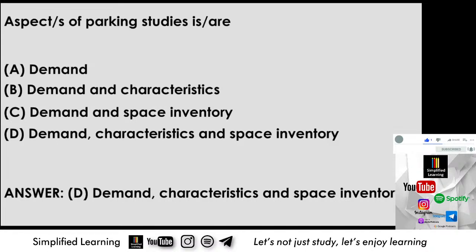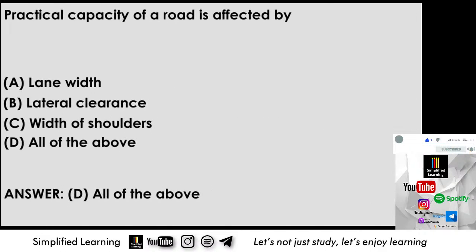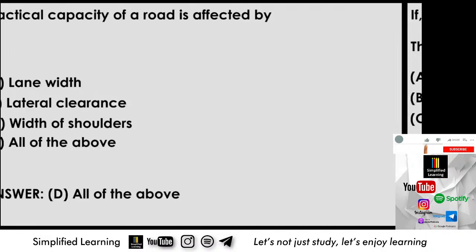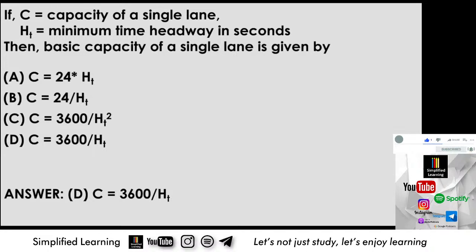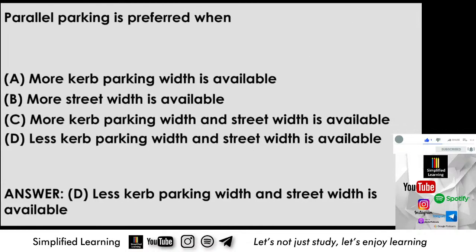Then aspects of parking study are demand, characteristics and space inventory. Then practical capacity of road is affected by lane width, lateral clearance and width of the shoulders. If C is capacity of single lane, H suffix T is minimum time headway in second, then basic capacity of a single lane is given by C is equal to 3600 divided by H suffix T. Then parallel parking is preferred when less curb parking width and street width is available.